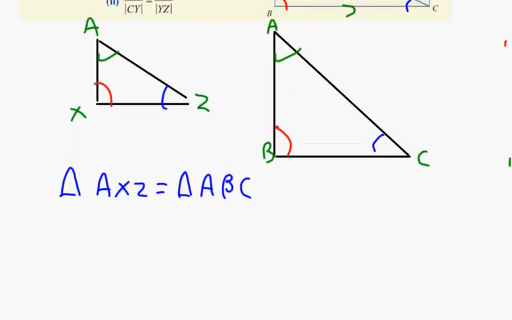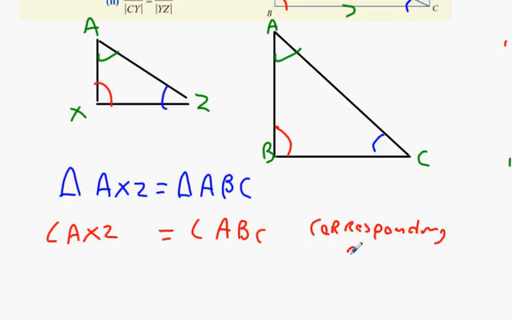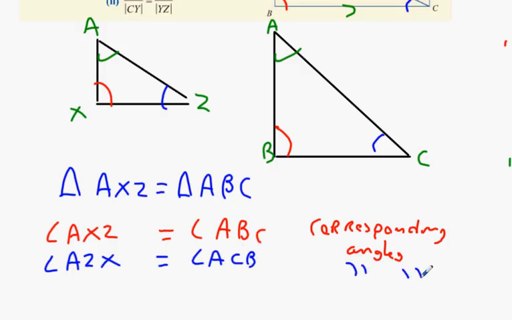So I'll start off with the red angle. I say angle ABC equals angle AXZ, reason being, anybody? Corresponding angles, okay? Then I go for the blue one. And what's the reason for the blue one? AZX equals the other blue one, which is ACB. Once again, corresponding angles. In a test, write it a second time, okay?